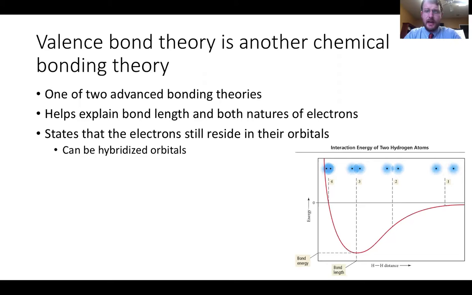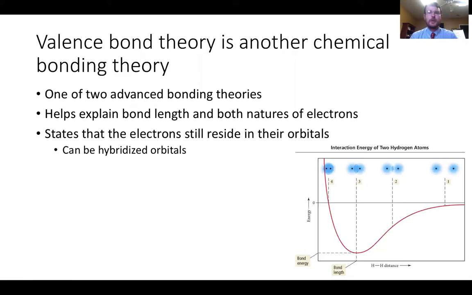The valence bond theory states that electrons still reside in their orbitals, right? This is going to be compared to the next theory, where they're not really going to reside in their orbitals, but we're going to make different orbitals. We'll talk about it when we get there. What we're going to talk about now is the hybridization of orbitals.